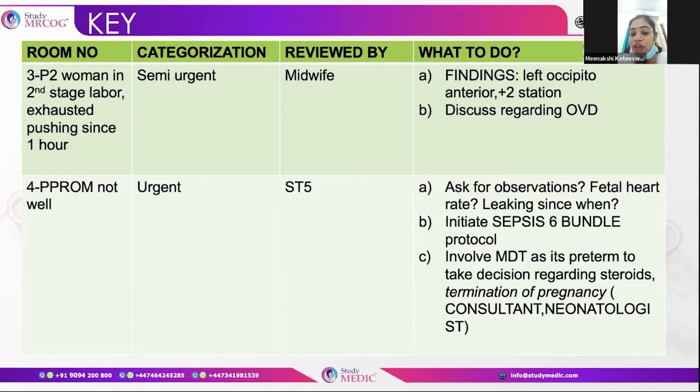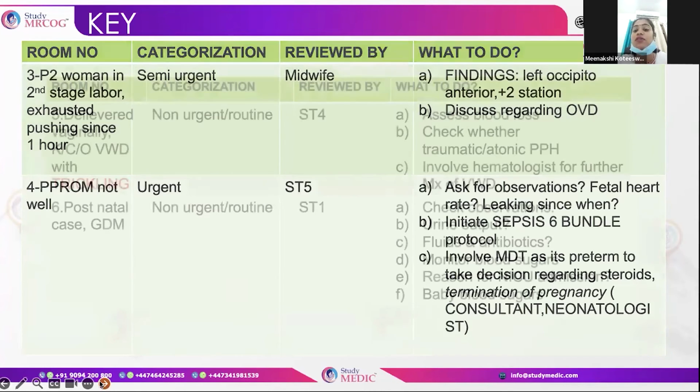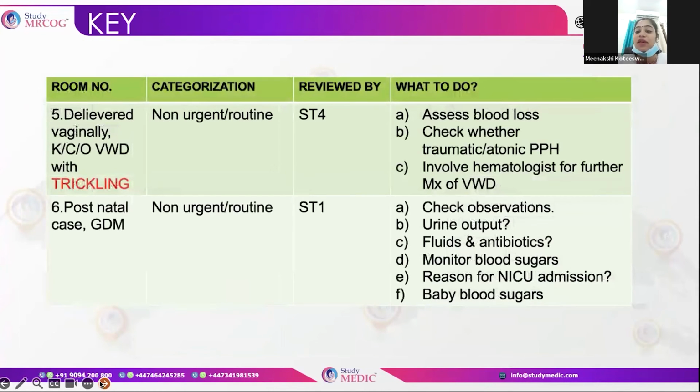And the fourth room was preterm premature rupture of membranes, and the patient is not well. As per the findings given, the patient was in sepsis. She was having tachycardia, hypotension, and an increased respiratory rate, tachypnea. The uterus was also tender, and the PV finding was foul-smelling discharge. So this is a clear-cut sepsis case, chorioamnionitis. We need to initiate the sepsis 6 bundle, and then we can deliver the case.